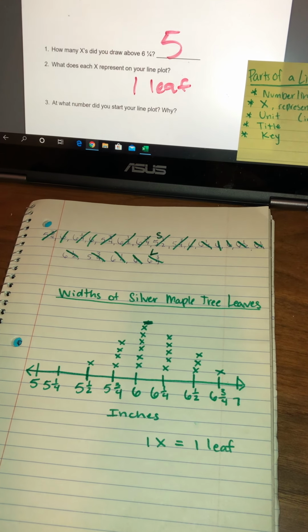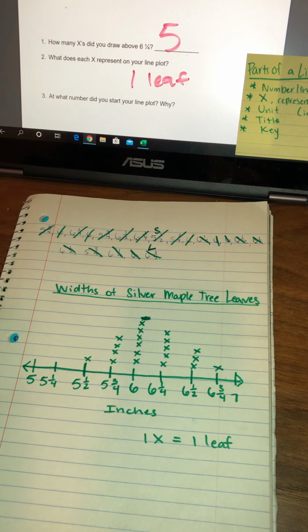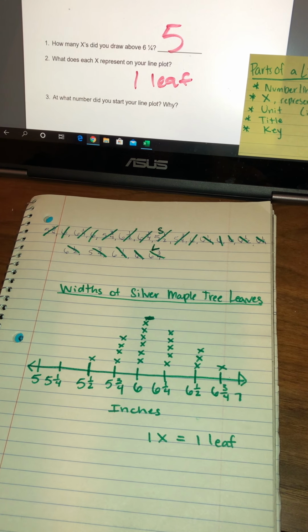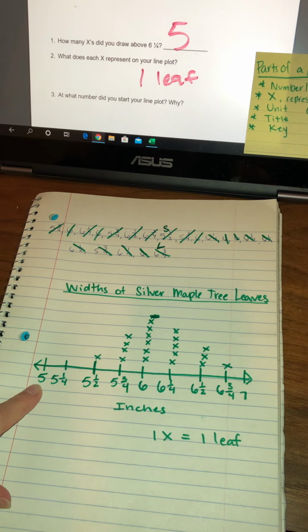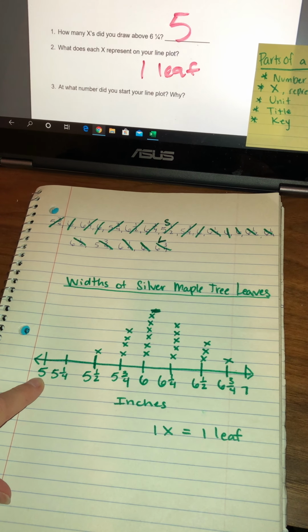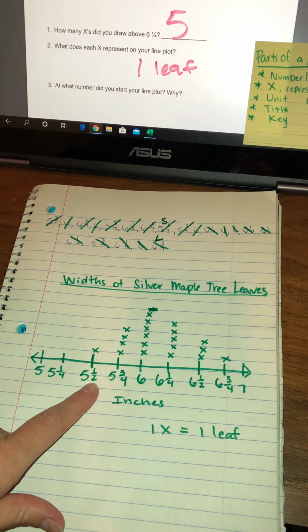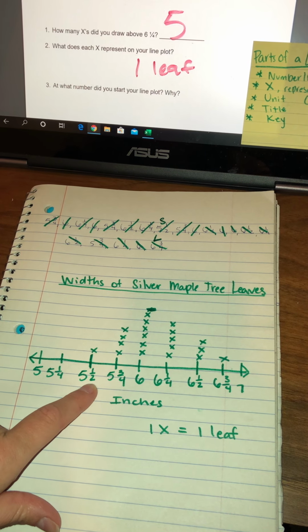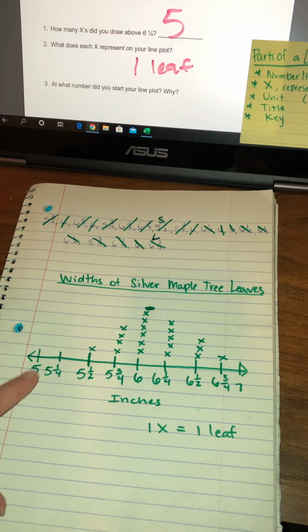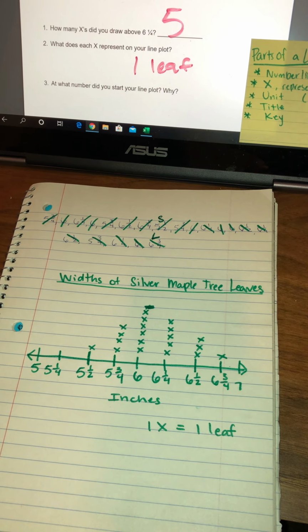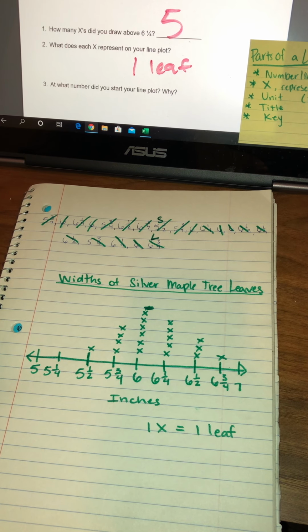Okay, final question. At what number did you start your line plot and why? So we started our line plot at 5. We started it at 5 because 5 1/2 is the smallest number, and we always need to start our line plot with a whole number. 5 is the whole number that comes before 5 1/2. The end.